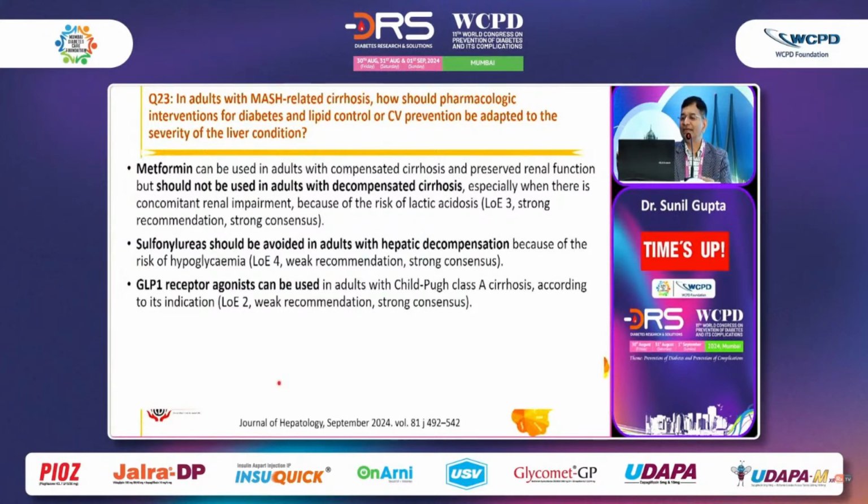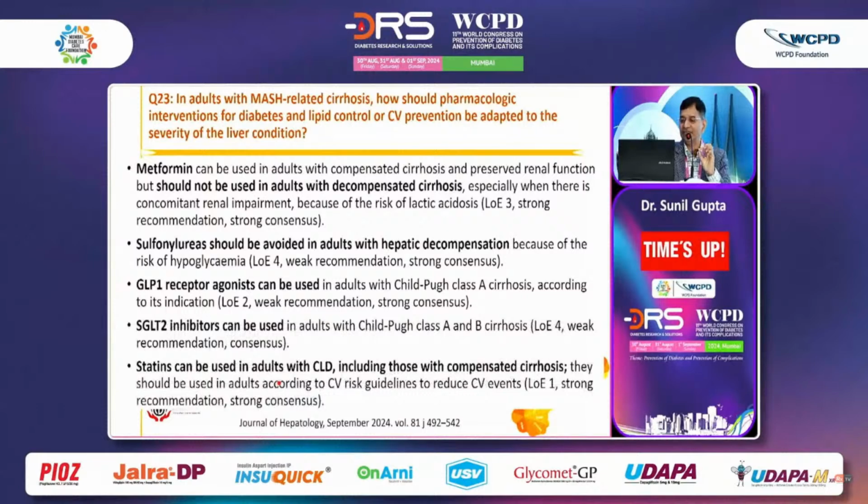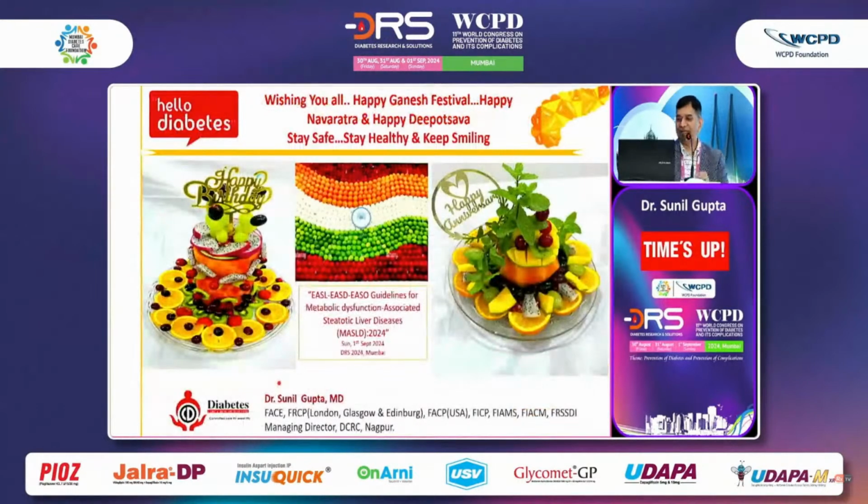In adults with MASH cirrhosis, how should pharmacological intervention for diabetes and lipid and CV prevention be adopted? So metformin can be used except in badly decompensated cirrhosis. In those cases, sulfonylurea should be avoided in hepatic decompensation. GLP-1 analog can be used. SGLT2 can be used. Statin can be used in these patients. I feel these are my last slides.